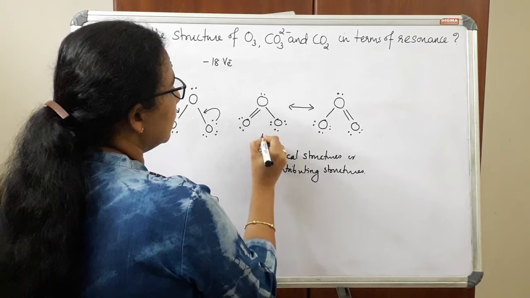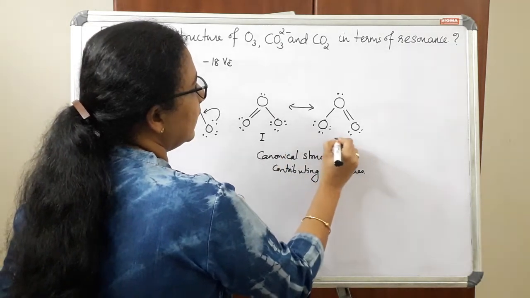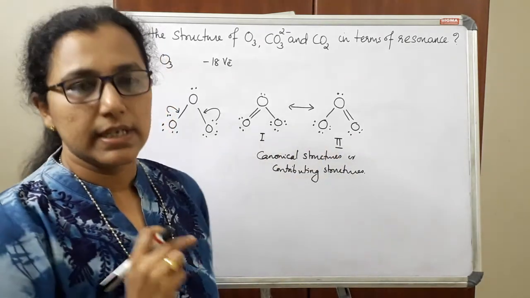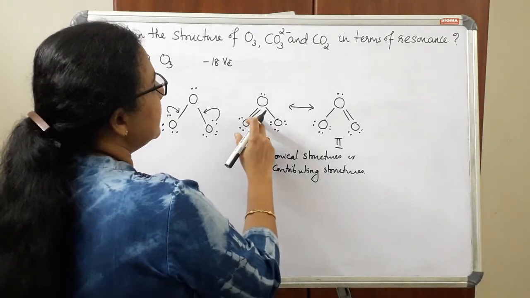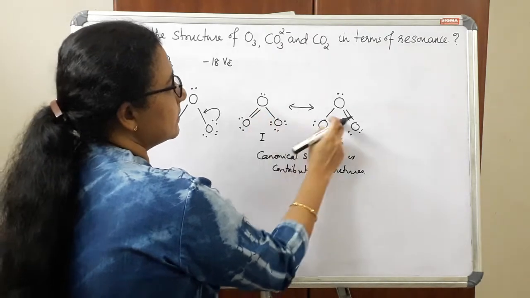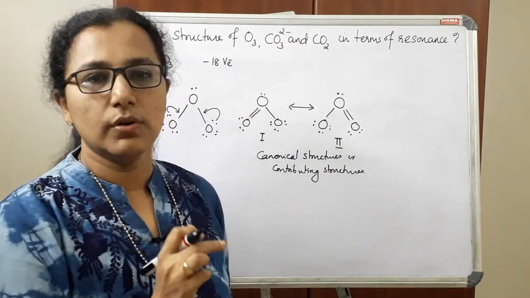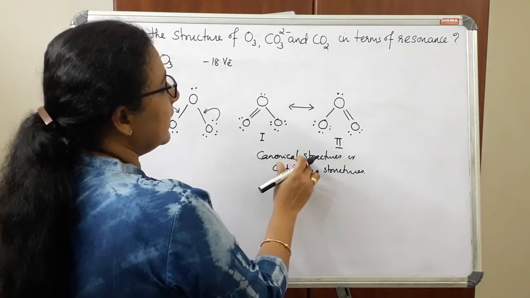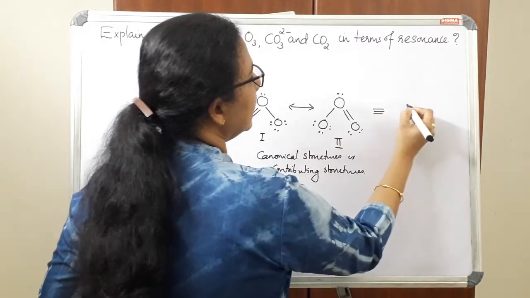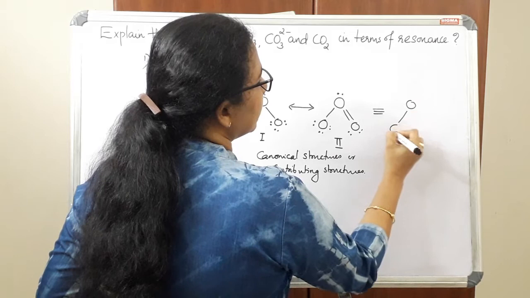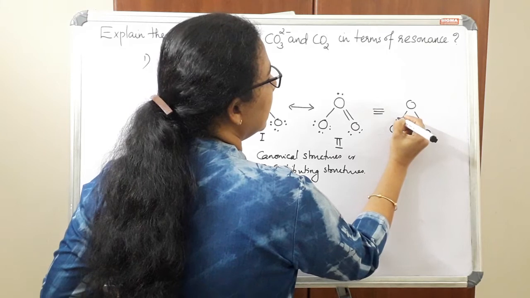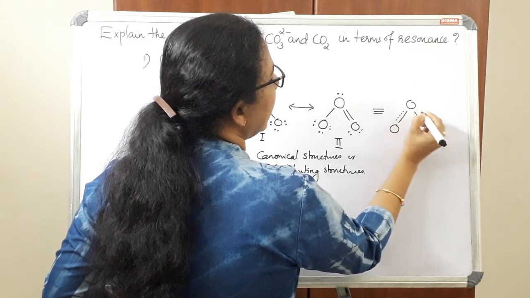In the case of ozone, we can draw two structures, structure 1 and structure 2. These two are the resonance structures, where the arrangement of electrons is different in these two cases, but they are both Lewis structures of the ozone molecule. These are canonical structures, and we can draw another structure that is equivalent to this ozone, that is the resonance hybrid. In that resonance hybrid, we can draw a dotted line like this.